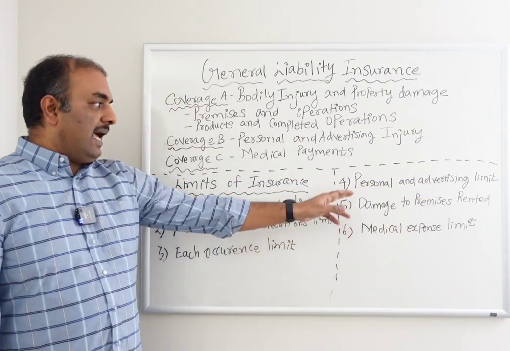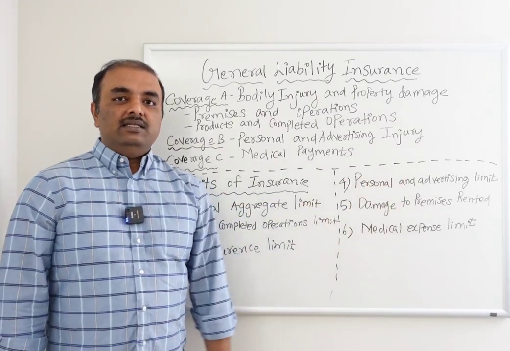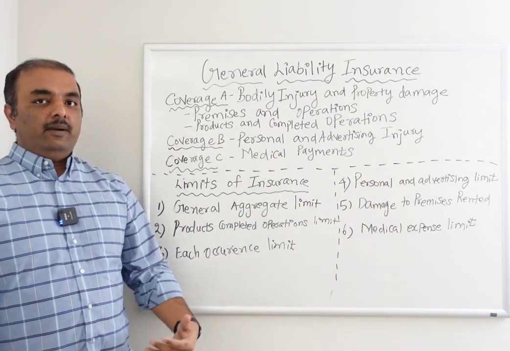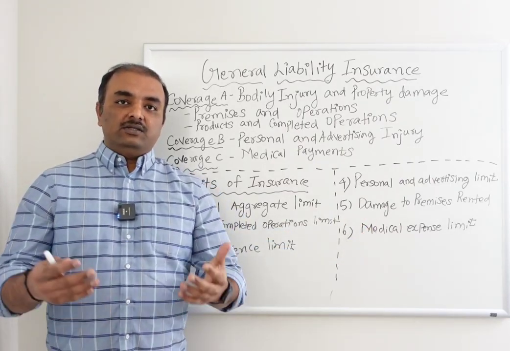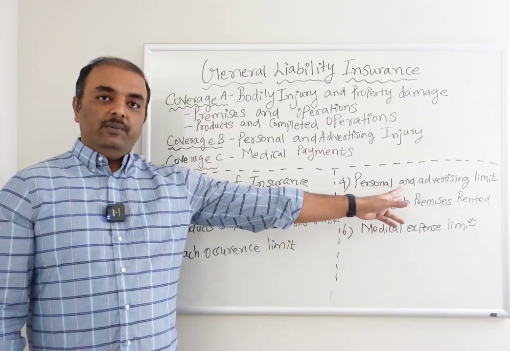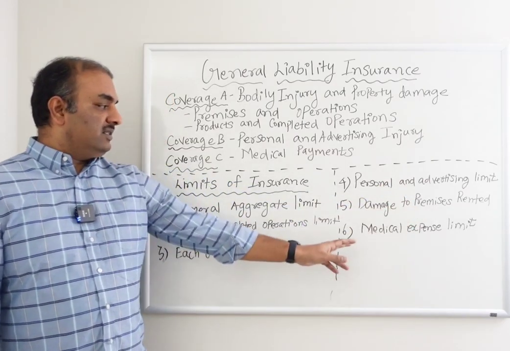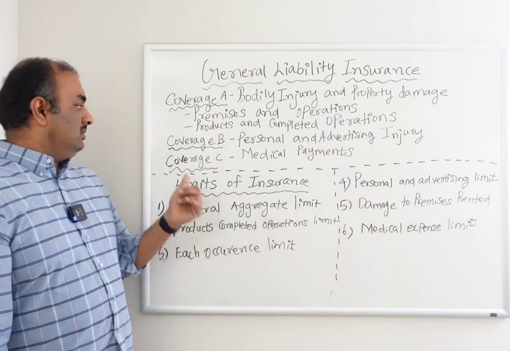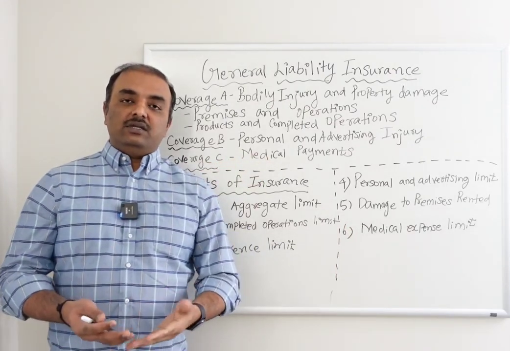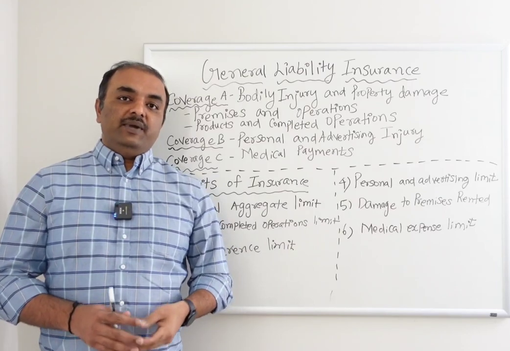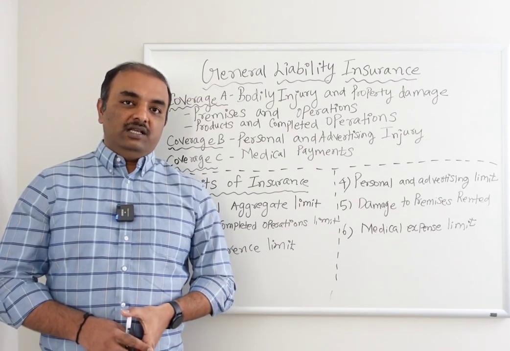The fifth one is damage to premises rented. This is an optional coverage. Say I have a business and I am renting a location, and if something happens to the rental property, I can use this limit. The sixth one is the medical expense limit. As I told in coverage C, medical payments, this will be like $5,000 or $10,000 which I can use to cover the immediate need of the customers who had a bodily injury.